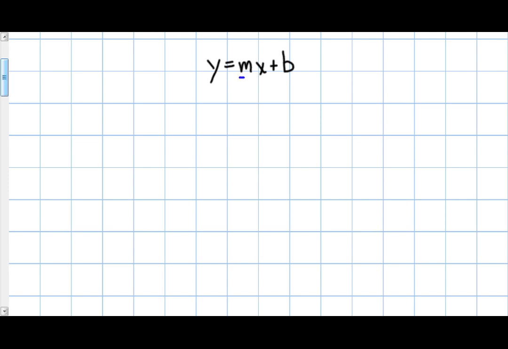So, a couple of things. This m right here, that's going to be the slope of the line. And then this b right here, that's going to be your y-intercept. So you have a slope and a y-intercept. So with this, you have one point automatically, and that's the y-intercept. And then you can easily count over to the left or to the right for the slope to find a second point.